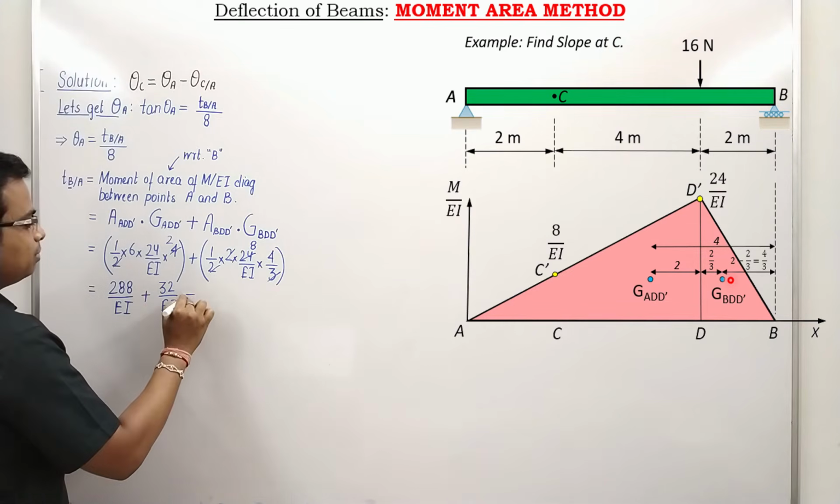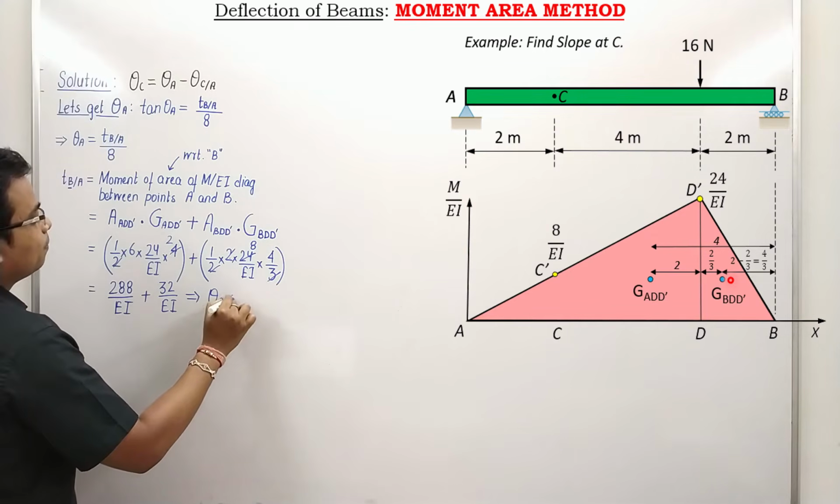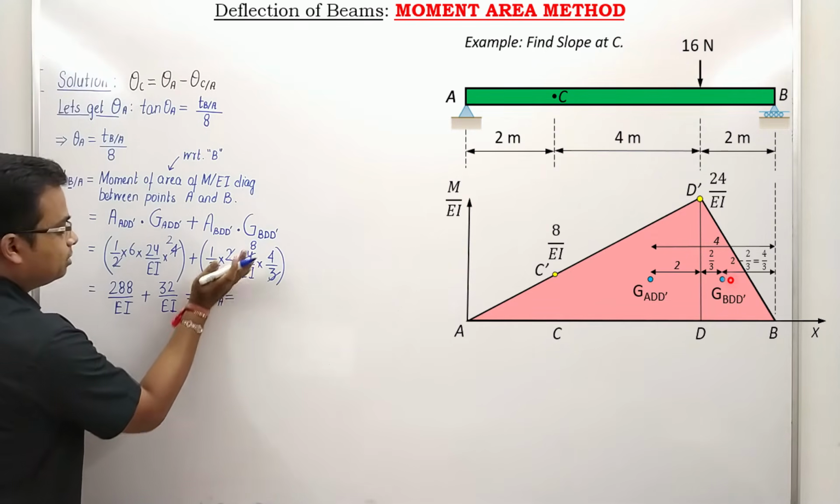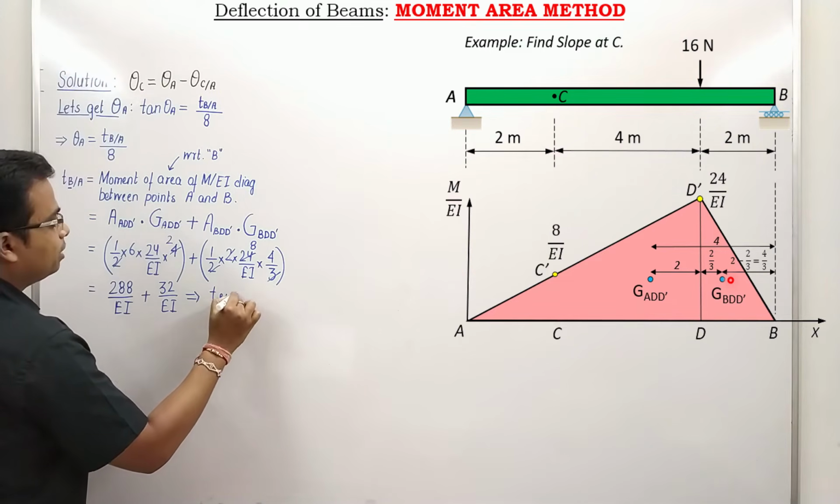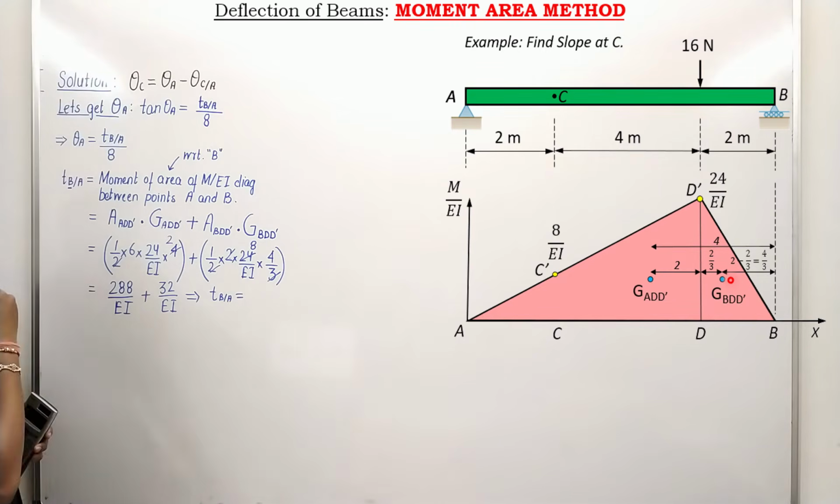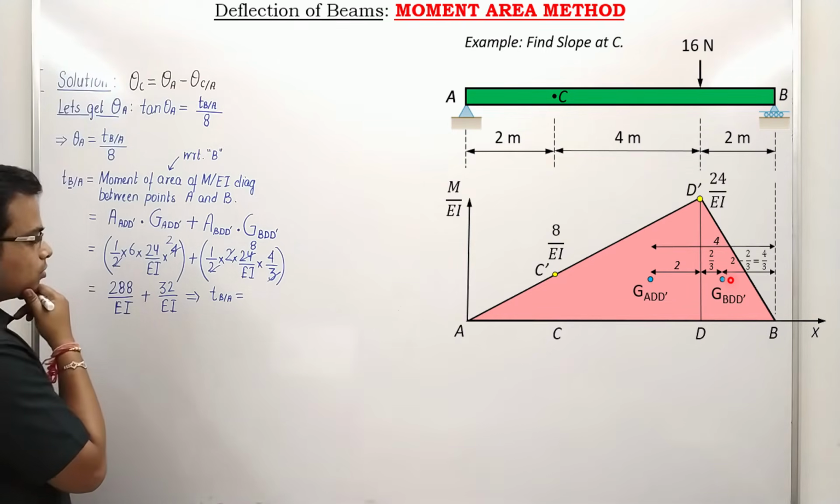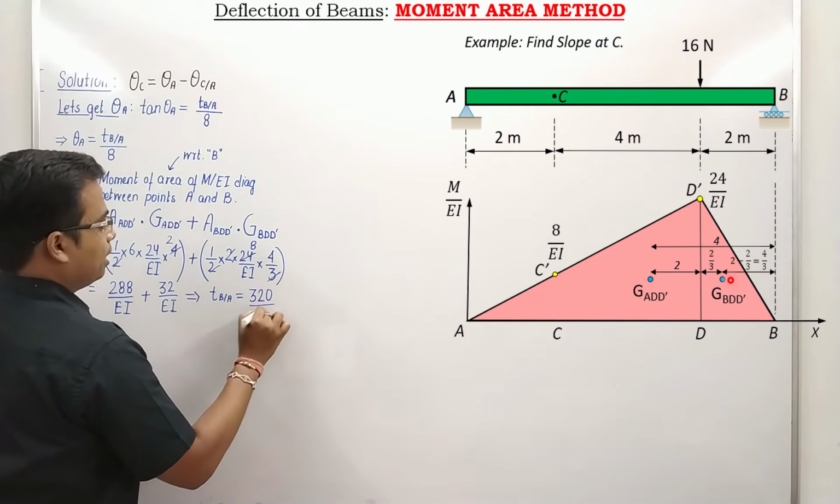And this is working out as, let me write the final value. This is not theta A, but this is TB2A. Correction: TB2A has worked out as 288 plus 2 is 290, 290 plus 30 is 320. 320 over EI.